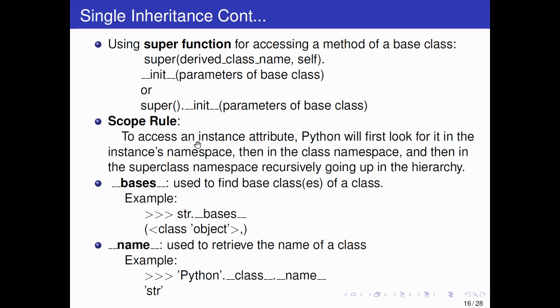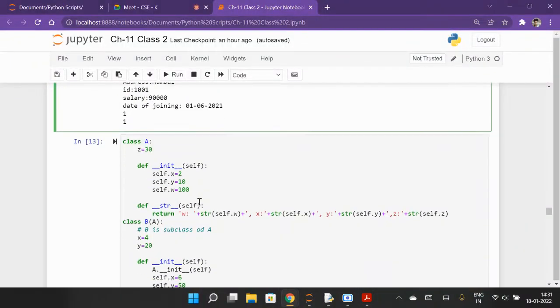What is it saying? To access an instance attribute, Python will first look for it in the instance namespace. So the instance space, the object's namespace, then the class namespace, and then the superclass namespace, recursively going up in the hierarchy. We'll discuss this later on. First I will show you one program supporting this theory.